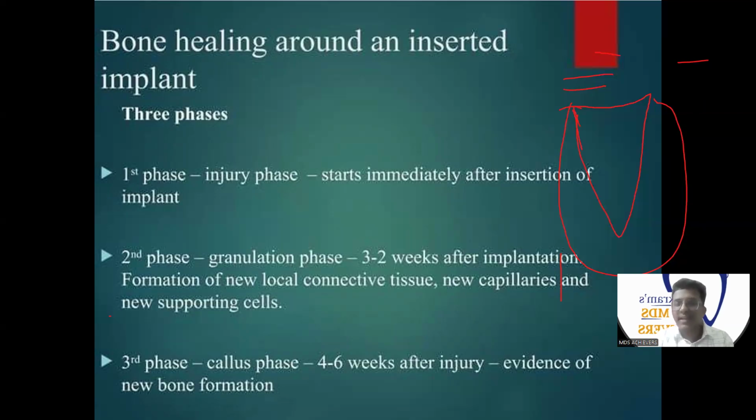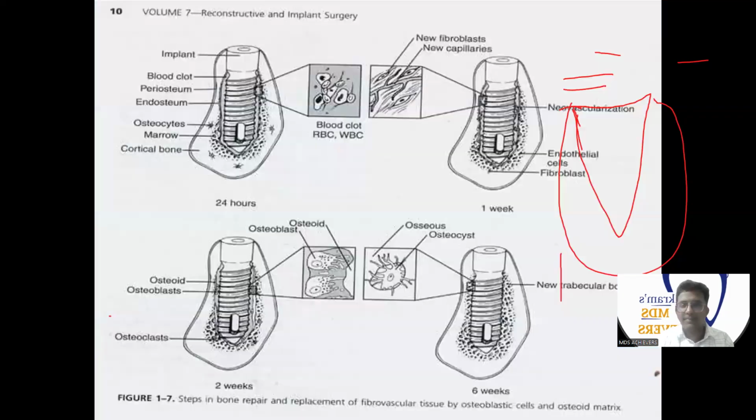And the second phase is the granulation phase, from the third day to 2 weeks after implantation, with formation of the local connective tissue. New capillaries and new supporting cells will be developing around the implant. And thereafter, the bone deposition is started. The initially formed bone is called callus, which later on gets completely resorbed and replaced with osseous tissue, thereby resulting in the formation of lamellar bone.